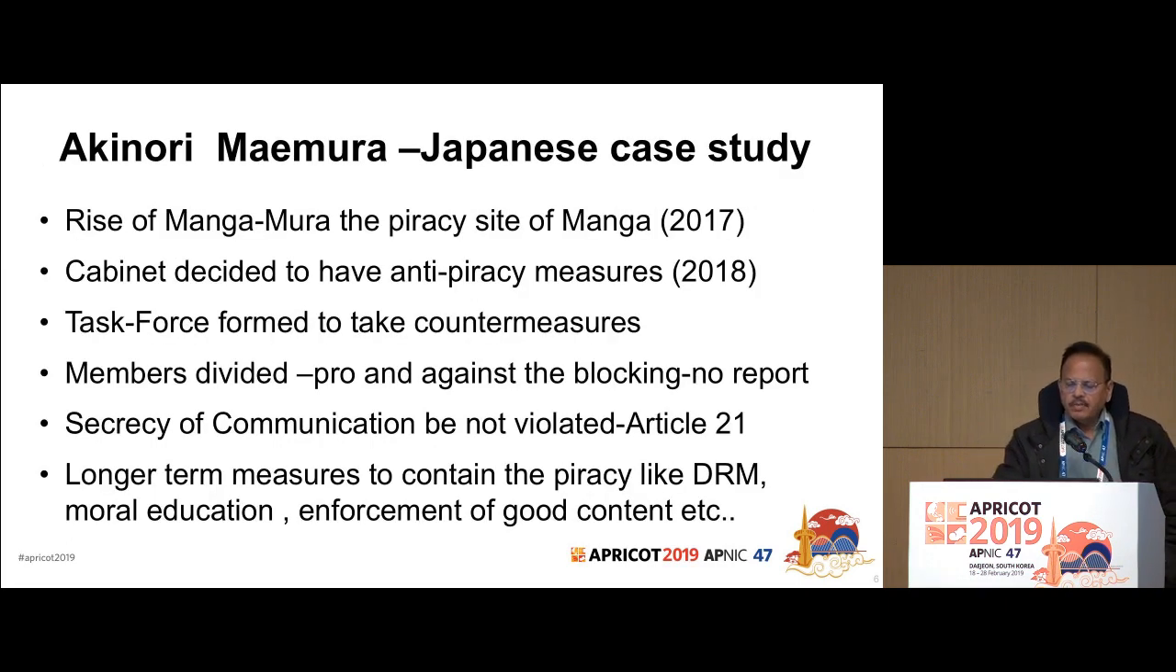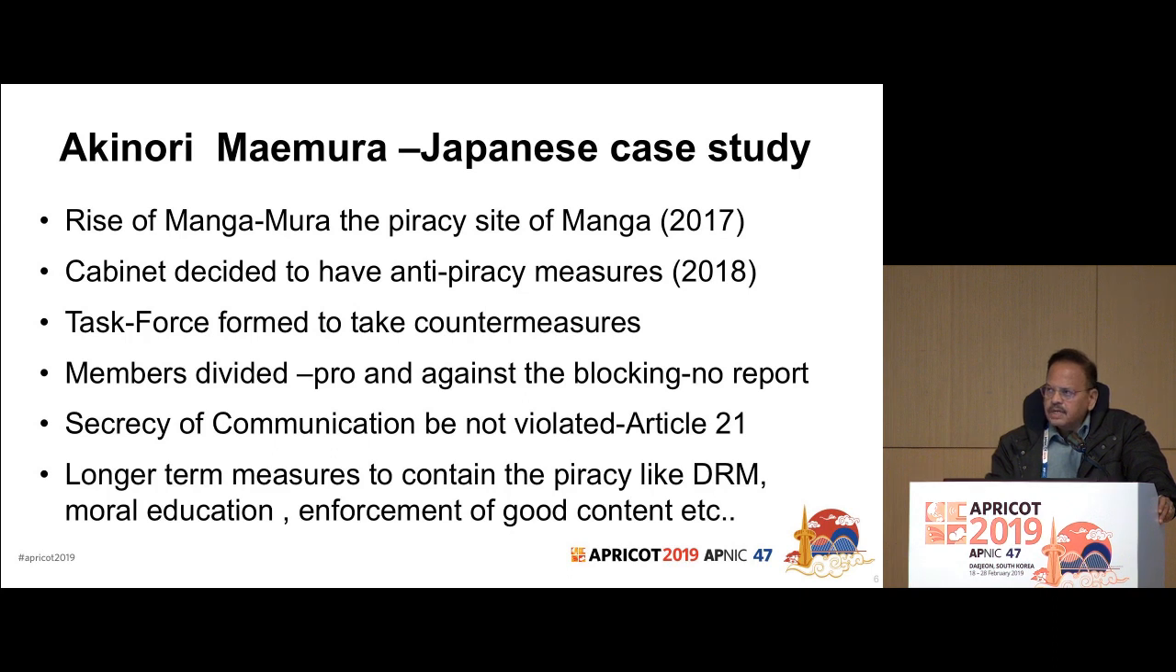Next, Mr. Akinori Mayamura presented a Japanese case study. In 2007, there was a rise of Manga Mura, a piracy site for manga, which created a lot of flutter and outrage in society. With that, the cabinet decided to adopt anti-piracy measures to curtail such pirated manga sites. A task force was formed as a countermeasure. It had, I think, 16 or 18 members, two from academia, six from juries, and others from intellectual property, the telecom authority, civil society, and the telcos.